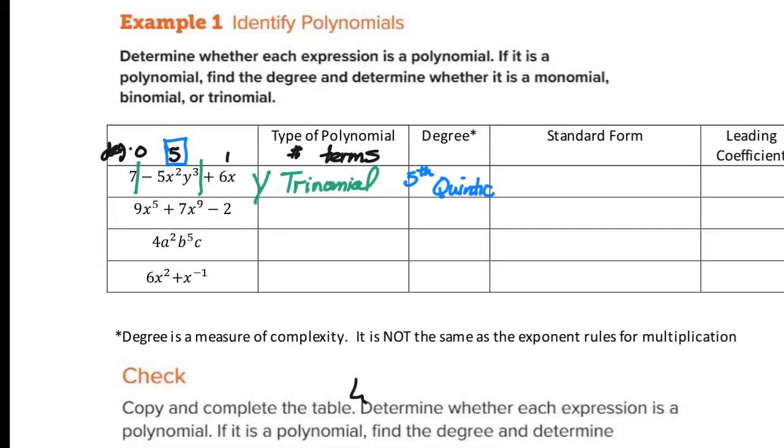Standard form, you need to write this from the largest degree to the smallest. So my largest degree has 5. You start with that term, negative 5x squared y to the third. Then you go to the next largest, which is the 6x. I want to put plus 6x. And finally, I want to put plus 7.